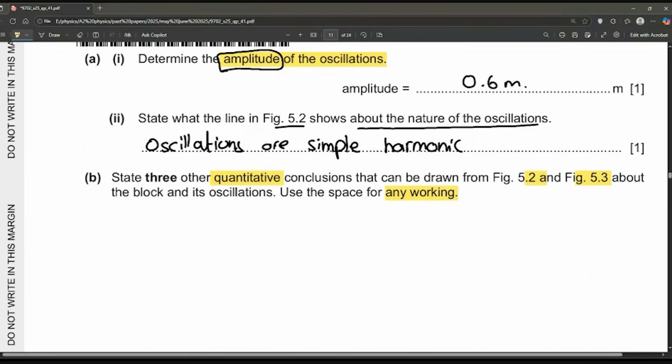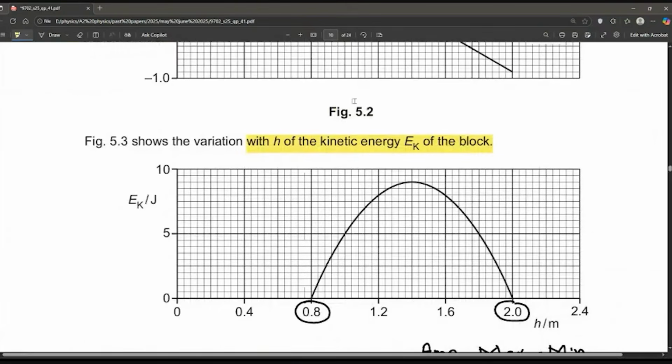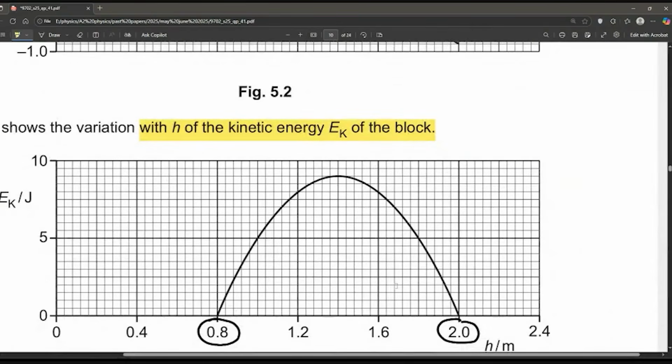To give numerical based conclusions, first of all you can realize that if you focus a bit, if you look here, the maximum kinetic energy of the block is 9 joules. And what was this maximum kinetic energy equal to? This used to be equal to the total energy of oscillation, which is equal to 9 joules. You can write it here.